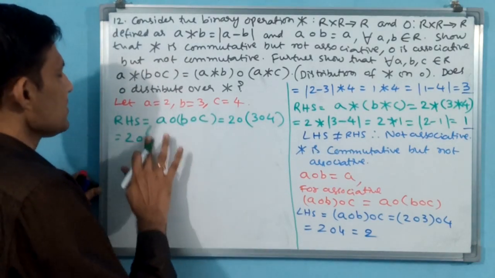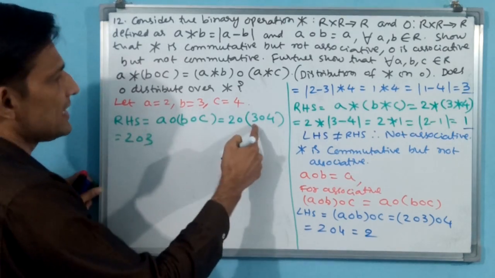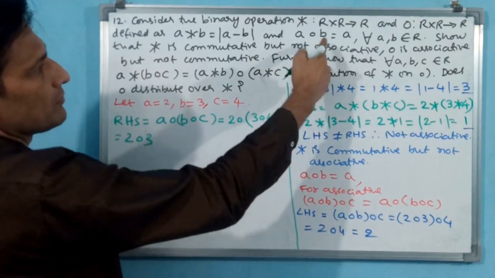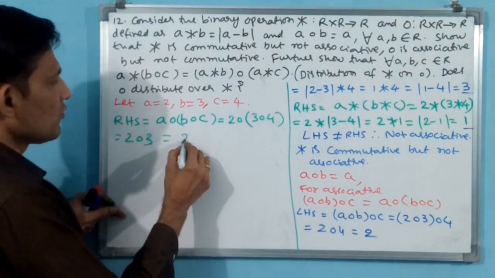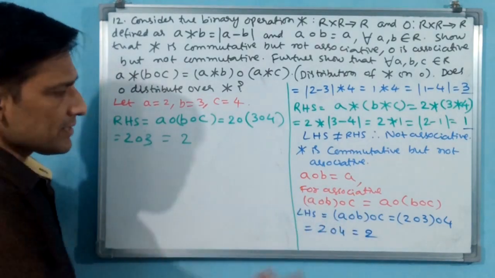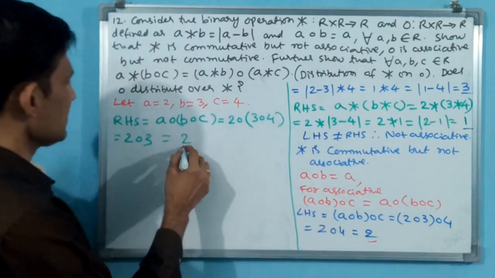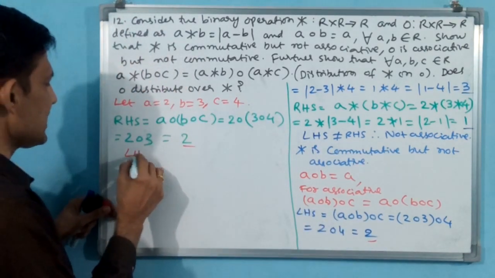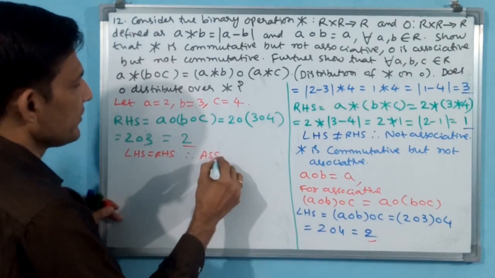But you tell me, 3 O 4 means how much it will come? 3 O 4 means 3 only will come. Why? Because the first letter has to come. First letter A. 2 O 3 means how much it will come? 2 only will come. Now, is it associated to LHS and RHS? Yes, both are the same. You see here 2 is there in LHS, so in RHS also 2 is there. That means you write LHS is equal to RHS. Therefore associative.